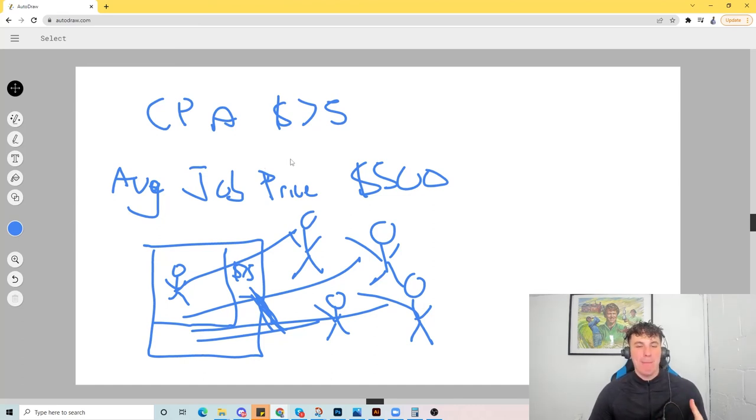Now you need to have a back-end solution to where to send these people. You need to have email marketing set up. You need to have reputation management set up. You need to have all of this set up so you're not wasting your marketing dollars.